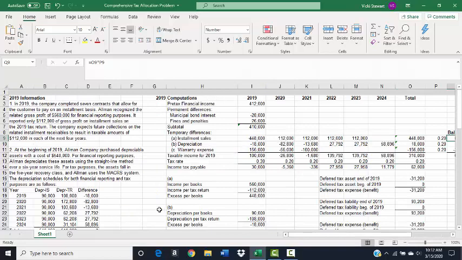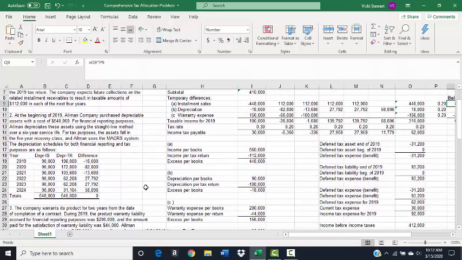Okay, the next part of the problem deals with depreciation. It says that Almond purchased depreciable assets with a cost of $540,000. So for financial reporting purposes, they depreciate their assets using straight line over a 6-year service life. However, for tax purposes, the assets fall into a 5-year recovery class and they use MACRS.